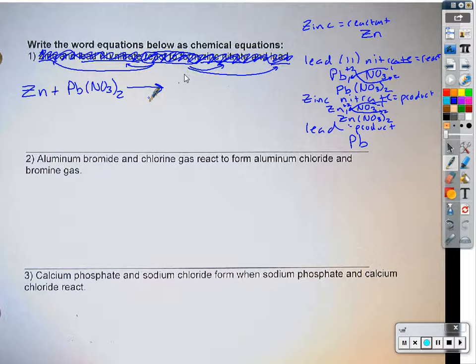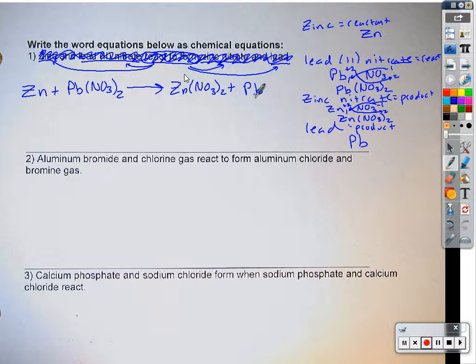Arrow to separate the reactants and products. These are my products. Zn(NO3)2 and Pb. Okay, once you've gone through the process here of figuring out what the reactants and the products are, you're done with the sentence. From that point, just use your formula writing rules, get those formulas figured out, and then put them where they belong. Reactants first, then an arrow, then products.